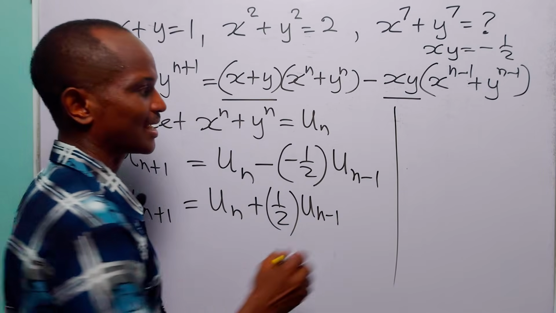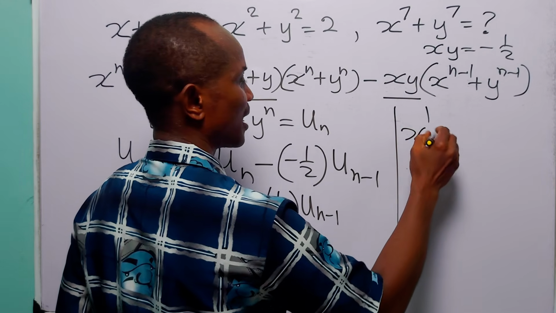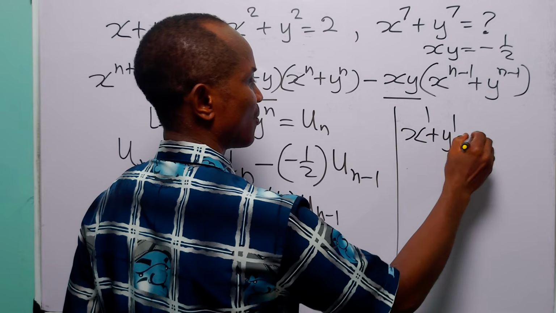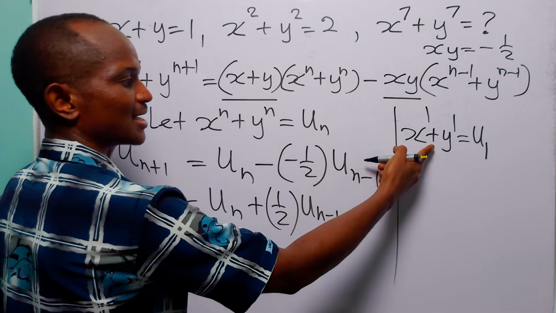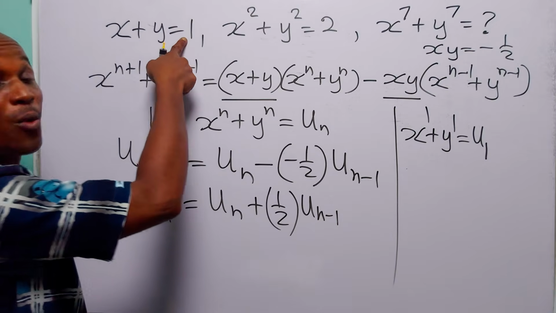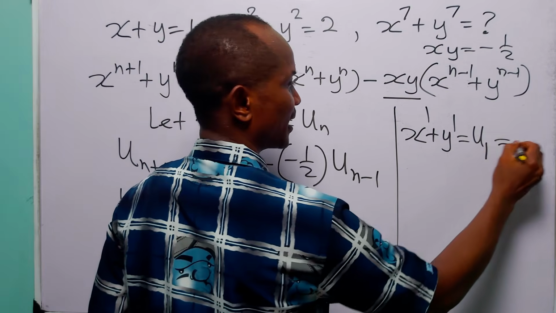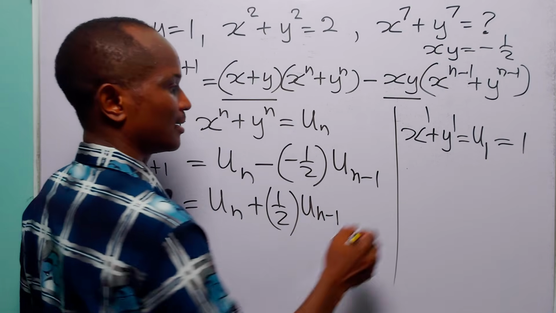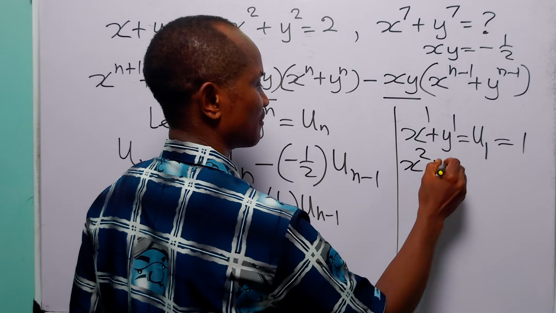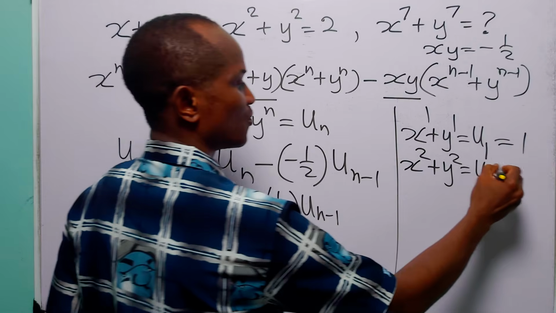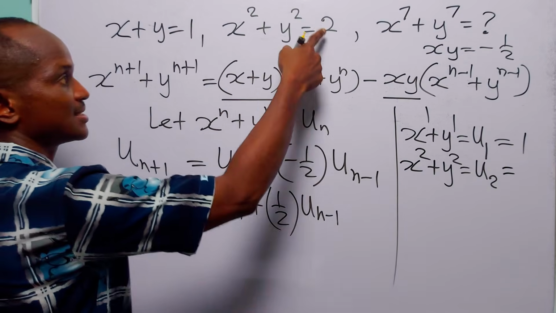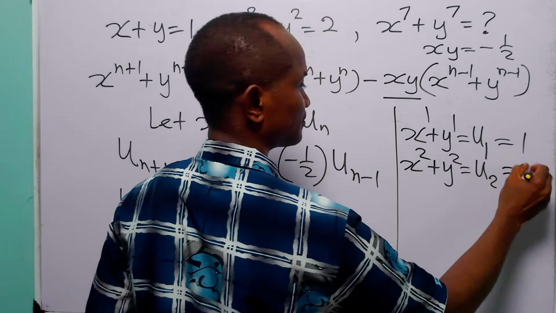Now, remember that x to power 1 plus y to power 1 is equal to u sub 1. But we already know that x plus y is equal to 1. So u sub 1 is equal to 1. Also, x² plus y² is equal to u sub 2. We already have that this is equal to 2.